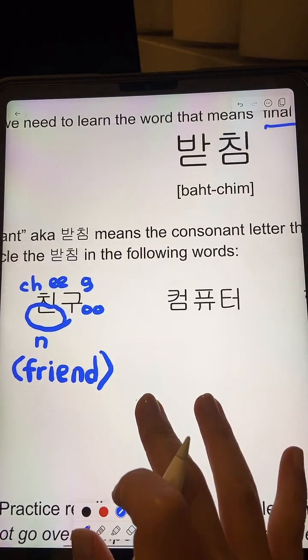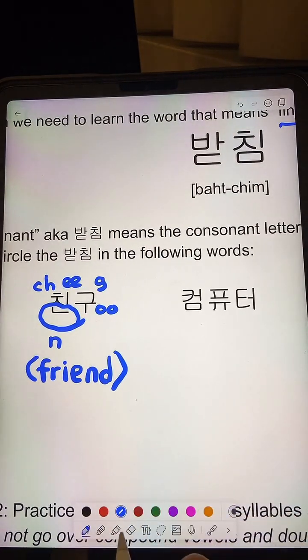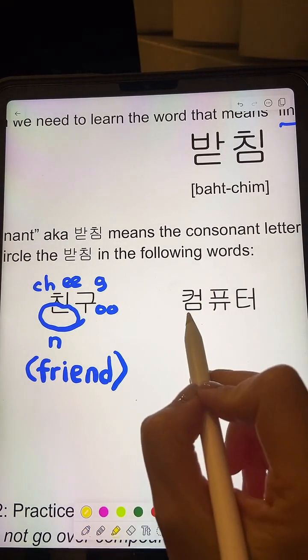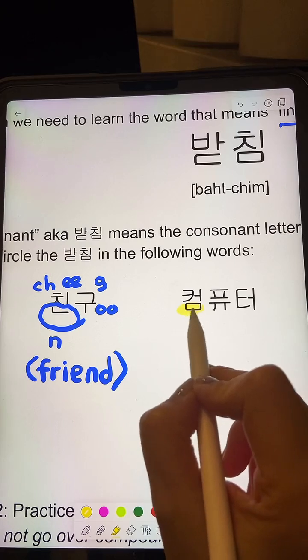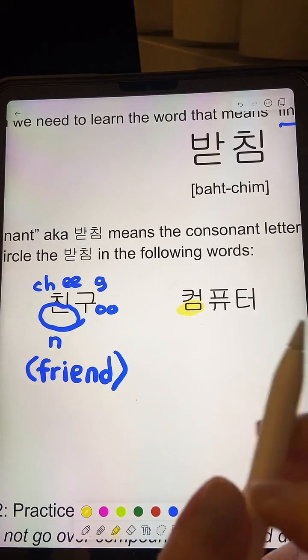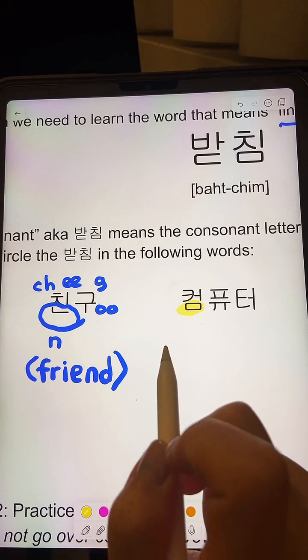Next word. Which one is the 받침? I'm going to highlight it instead of circling it, so it's easier to see. It's this one, right? That's the only 받침. Good job.